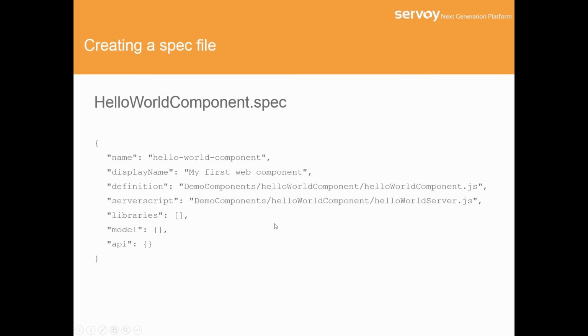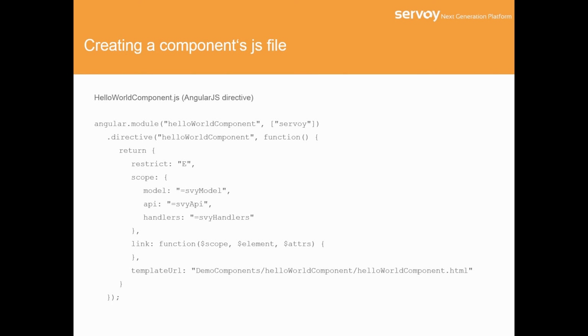So there could be a server script. This Hello World Server.js would contain, for example, the getters that I mentioned that return the tab index from the model. Here's a libraries section, the model, the API, and there are no handlers in here. And this is a sample JavaScript file. This is the most simple thing that you can have.